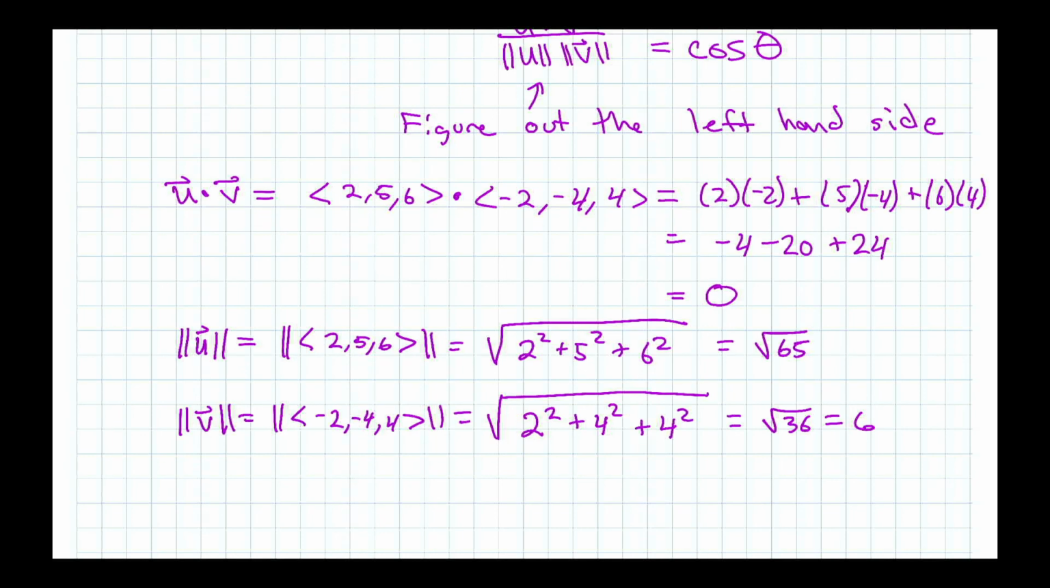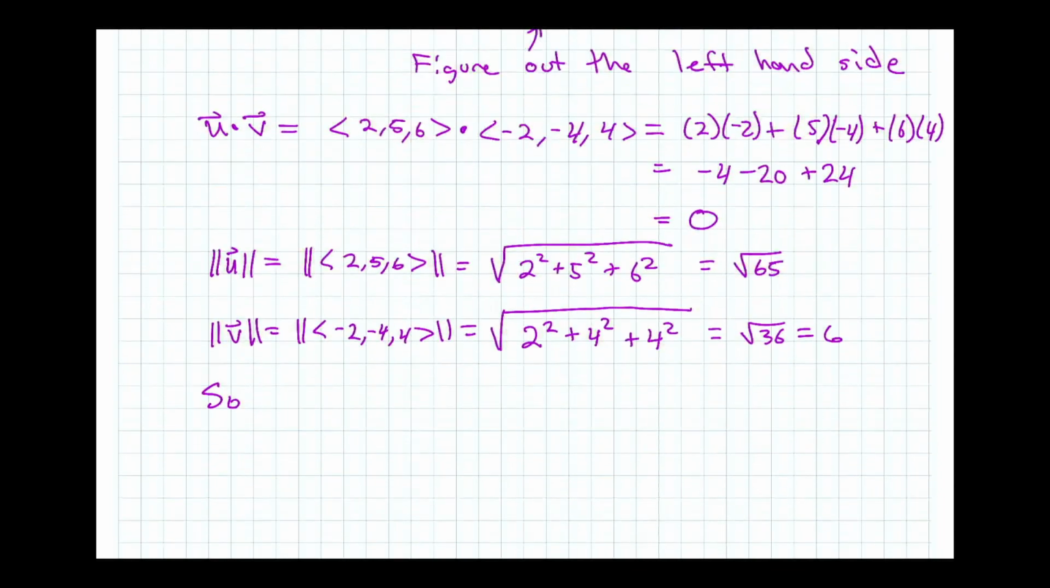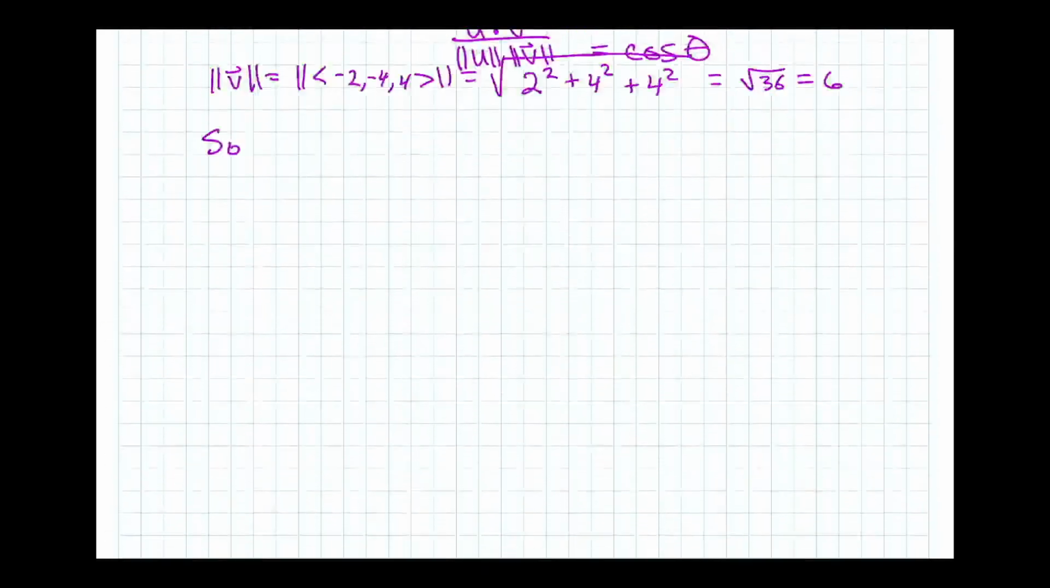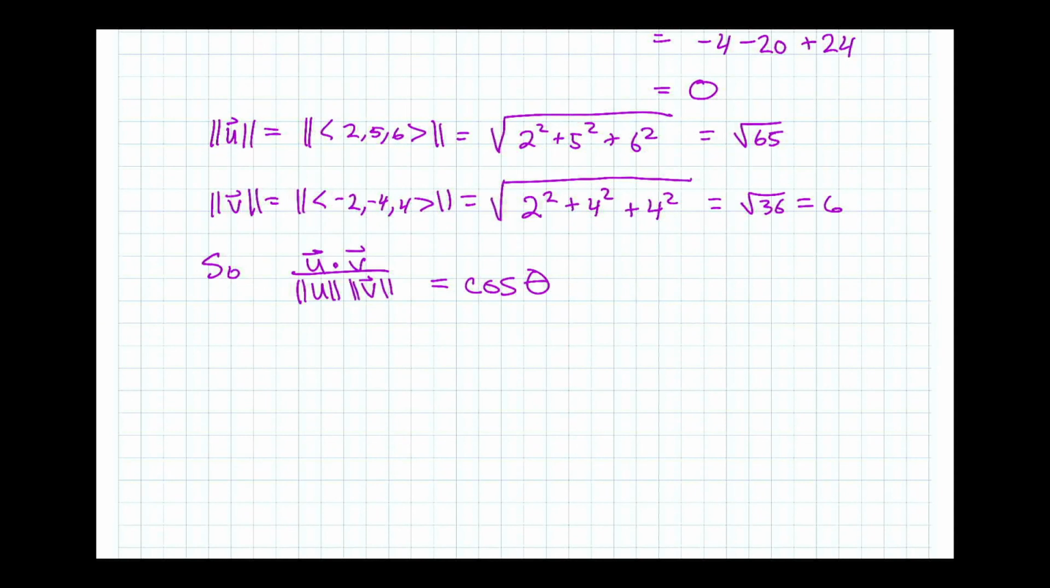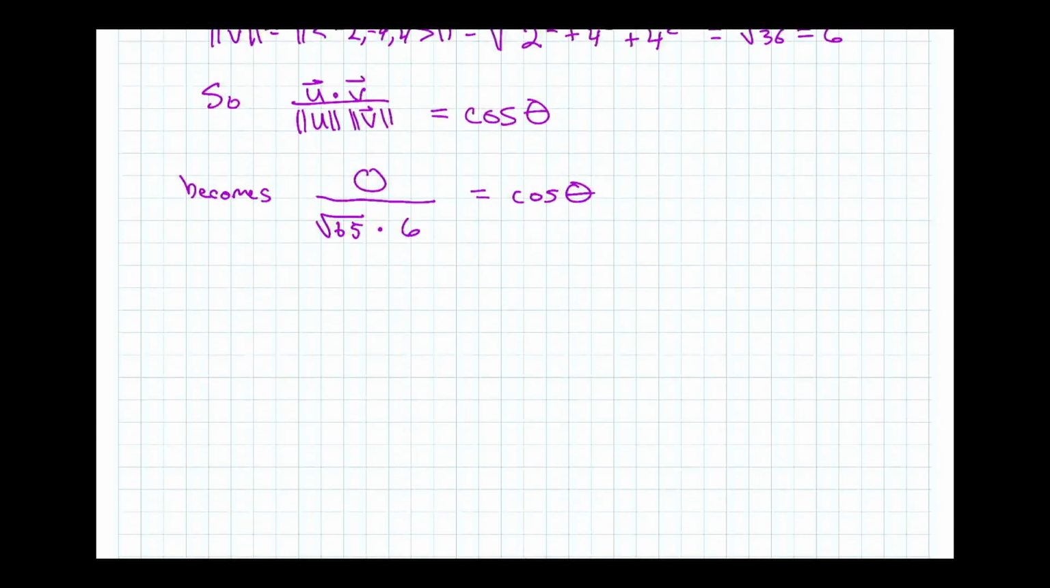And then what we can do is write out our formula. So using the formula, I'm just going to copy paste it. Duplicate. Come down here. So this is your formula. It's going to become, on the top, you've got your u dot v, which was 0. On your bottom, you've got square root 65 times 6. All of that is equal to cosine theta, right? So in this case, it's just 0 equals cosine theta.